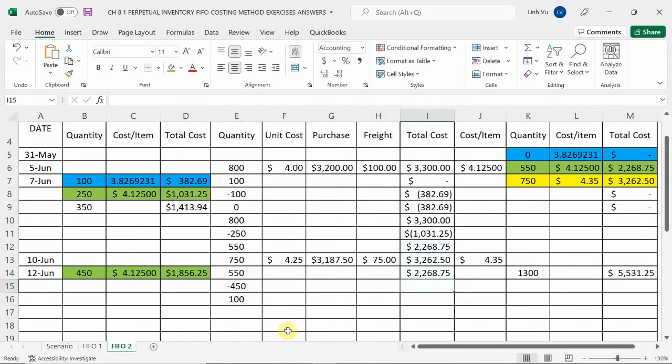We started out with $2,268.75. We just sold $1,856.25. So you should be left with $412.50. So, right, that should be exactly right. 100 times $4.12 should give you $412.50. Okay. All right.